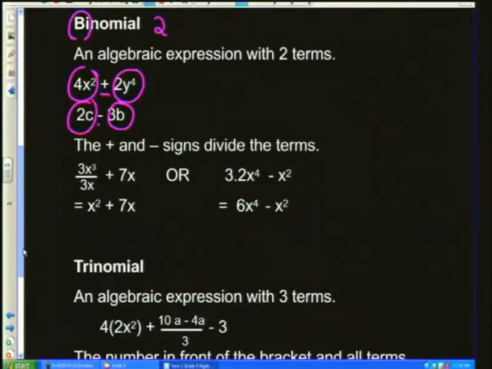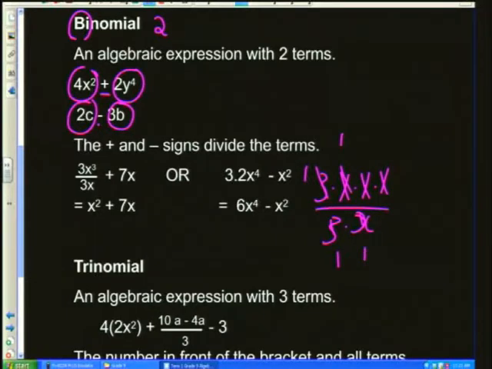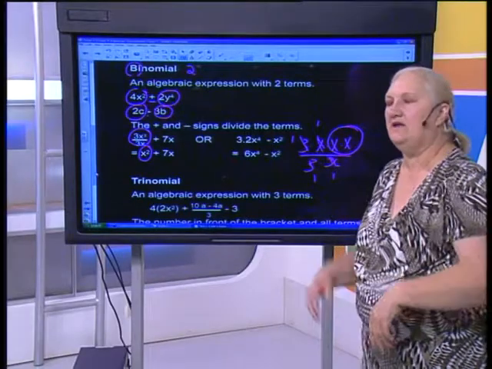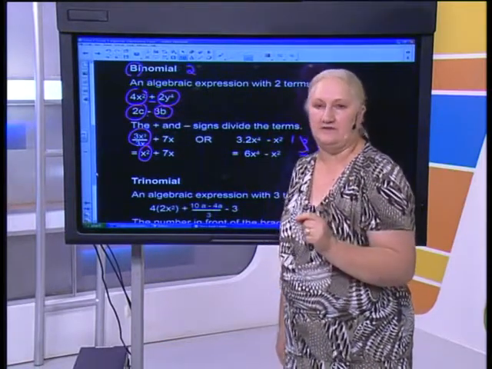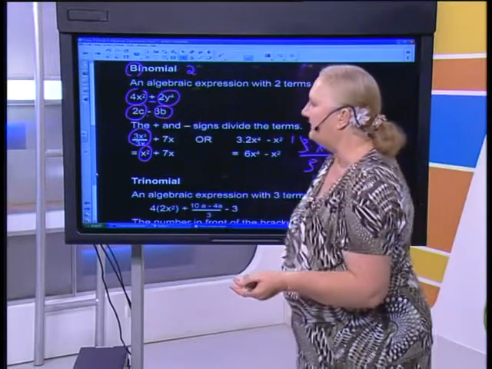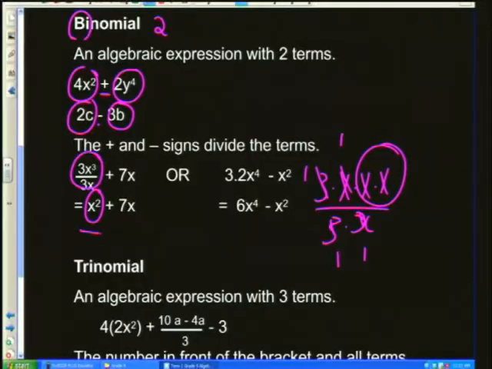Okay, I've given you 2 more examples here to explain it. I've got 3x raised to the power of 3 divided by 3x plus 7. Now, if we do the same that we did previously, we expand these. Okay, that is equal to x squared. So whenever you see multiplication sign in a term, or whenever you see division, you know that you still have to simplify the term before you can see whether it's a binomial, monomial, or what the case might be. So this is x squared plus 7x, which then will make it a binomial.